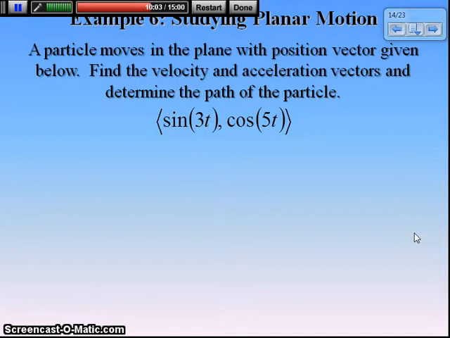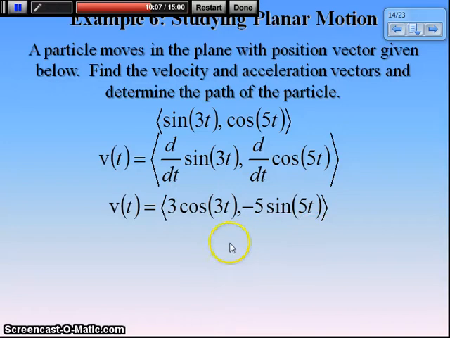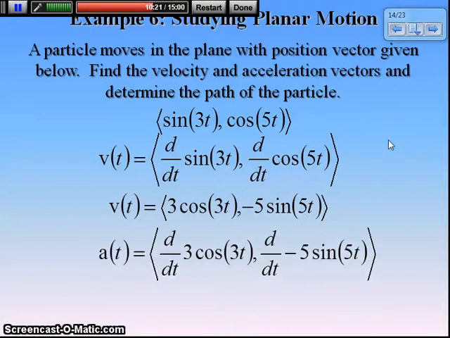To find the velocity, we'll do the derivative. The derivative of sine is cosine, but don't forget the derivative of the inside by the chain rule is 3. And the derivative of cosine here is negative sine, and again, chain rule, the derivative of 5t is negative 5. There's velocity. Now to find acceleration, we'll take the derivative of velocity.